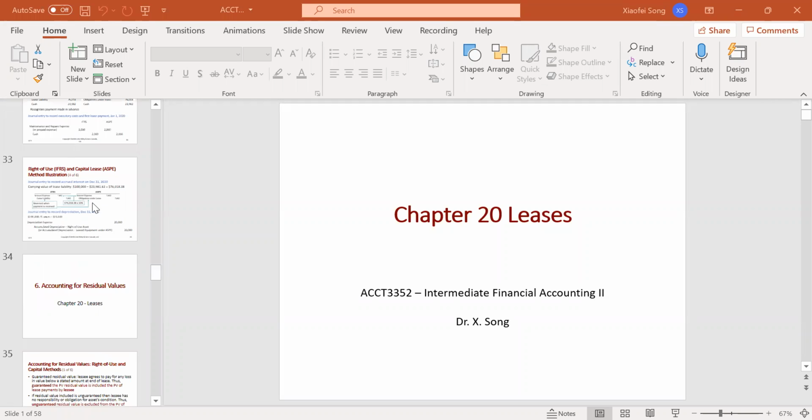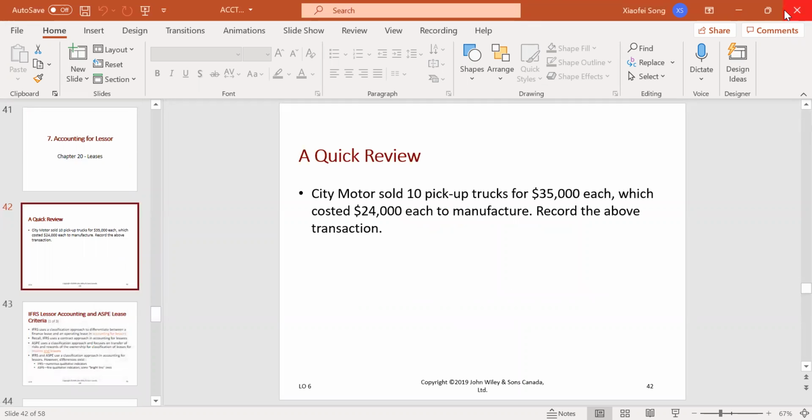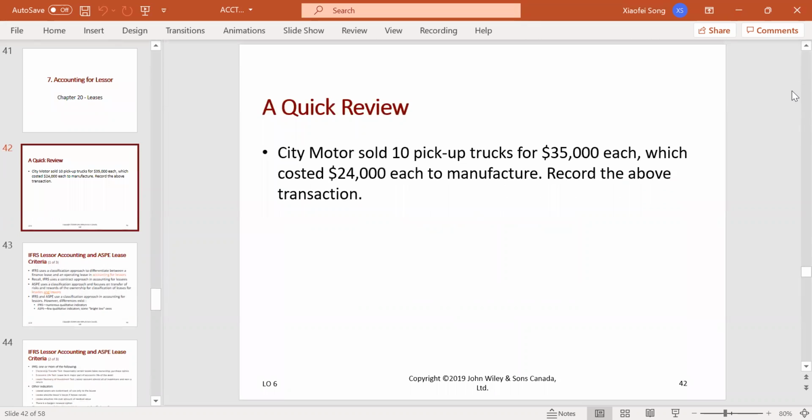Today, we're going to look from the lessor's perspective. But before we do that, I have a quick review. It's from 2241, but I always thought it's a good thing to review here. Let's say a company called City Motor sold 10 pickup trucks for $35,000 each, which cost $24,000 each to manufacture. So the manufacturing cost of each truck is $24,000, but they sold it for $35,000. How do we record this transaction?